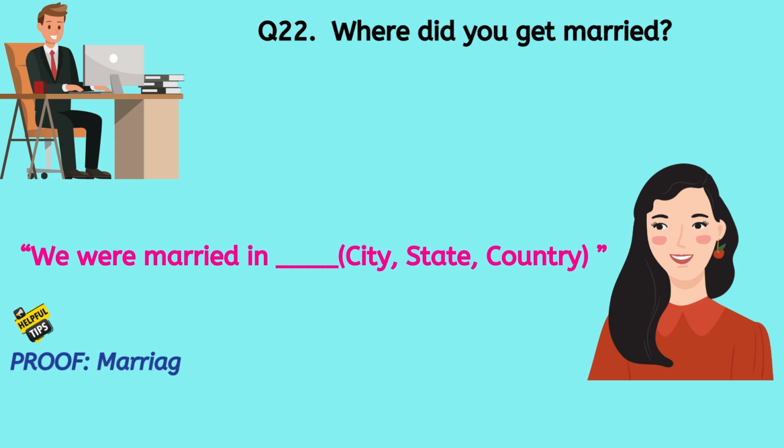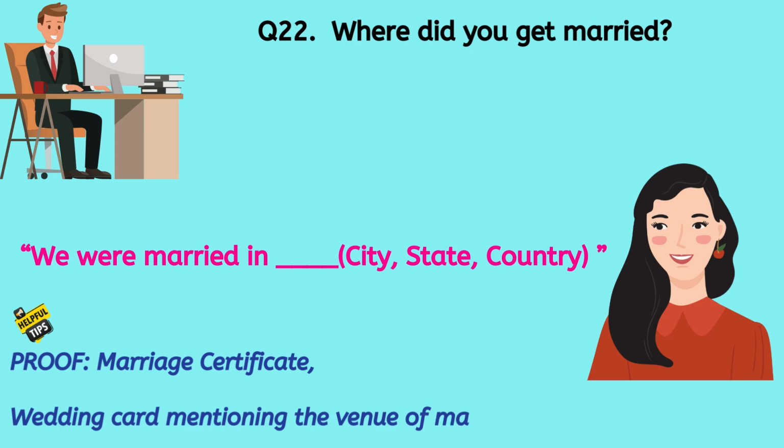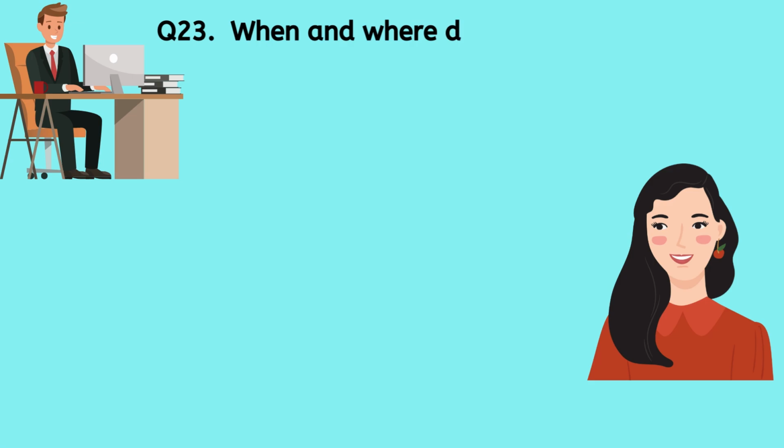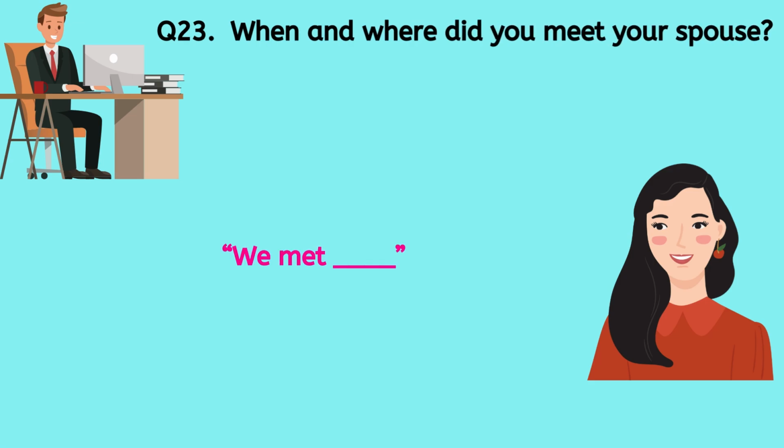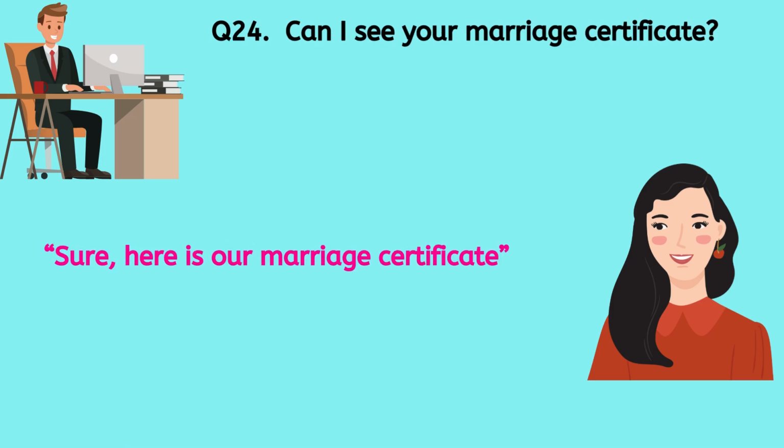And as proof, you could always show your marriage certificate, which generally mentions the place or the location where you got married. They might ask you where and when did you meet your spouse, and you could answer this question with a little smile on your face. Then they might specifically ask to see your marriage certificate. And you could simply say, sure, here's a marriage certificate, and hand it over to them.